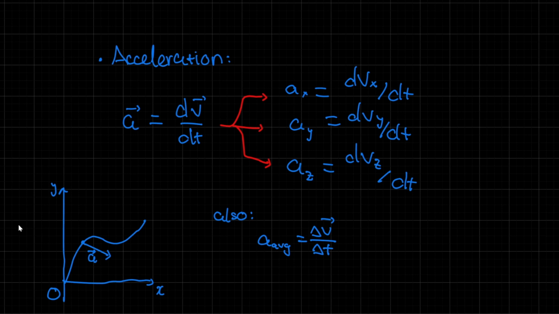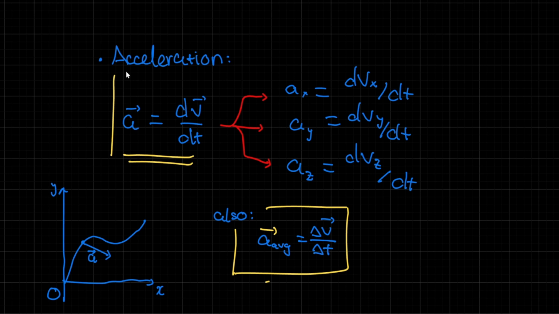And lastly, we'll talk about acceleration, which is actually quite the same. You still have the equation, which is the derivative of velocity with respect to time. And we also have the components x, y, and z of the acceleration, and also the average value too, the vector here. And yeah, it's actually quite the same.